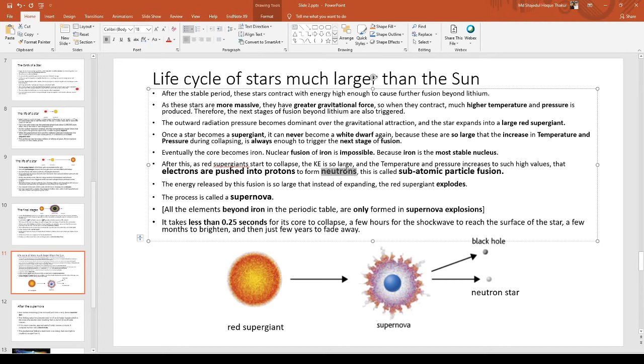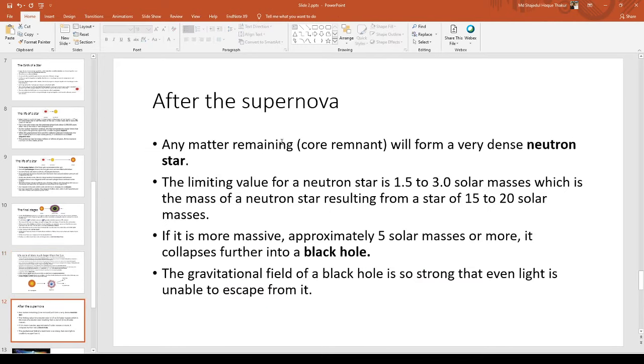So the neutrons that are formed, as electrons are pushed into protons to form neutrons, they will stay where? Where do you expect to find them? The neutrons that are formed from the subatomic particle fusion, where do you expect to find most of those neutrons? In the core remnant. Most of those neutrons you're going to find in the core remnant, right? Because that's the remaining parts of the core. Any matter remaining, core remnant.